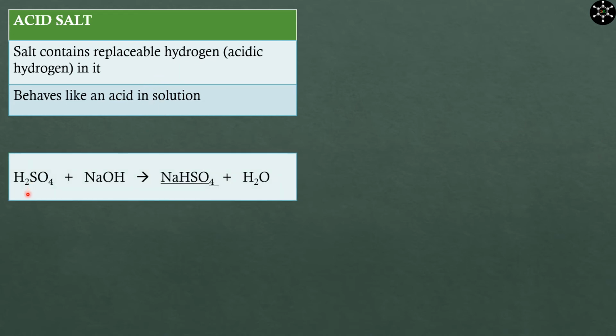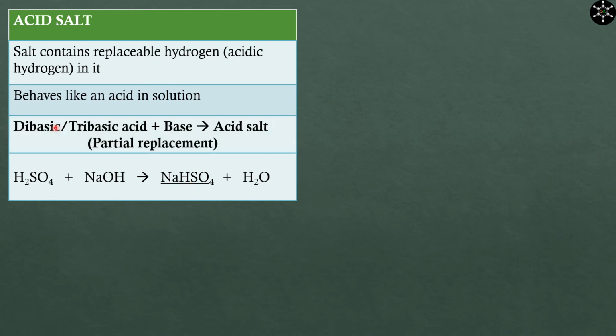Let us consider sulfuric acid, which is having two replaceable hydrogen atoms in it. So, its basicity is 2. Sodium hydroxide is having one hydroxyl group in it, so its acidity is 1. When sulfuric acid and sodium hydroxide are treated in 1:1 ratio, there happens partial replacement of acidic hydrogen atoms and we get sodium bisulfate, salt and water as products. We can see in sodium bisulfate, we still have one acidic hydrogen atom. So, this is an acid salt and behaves like an acid in solution.